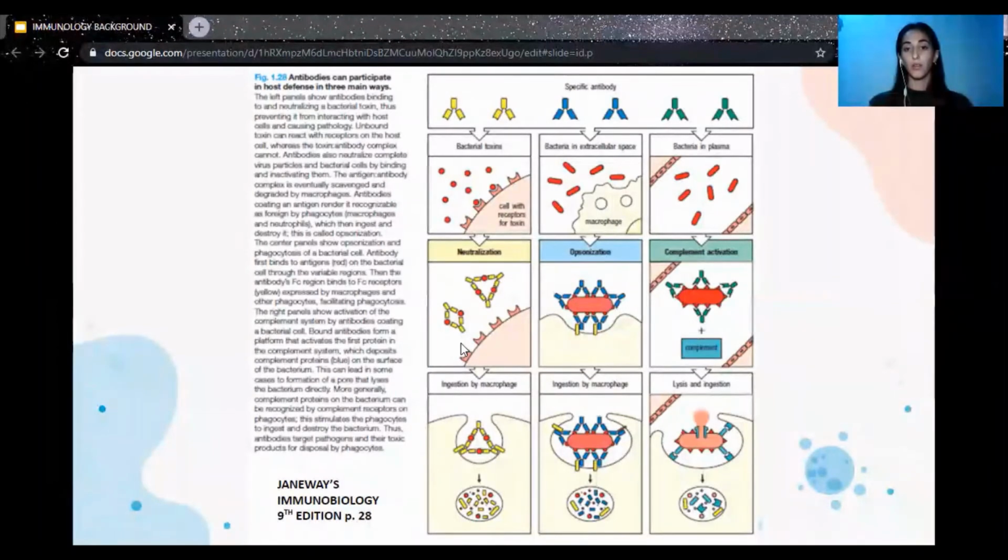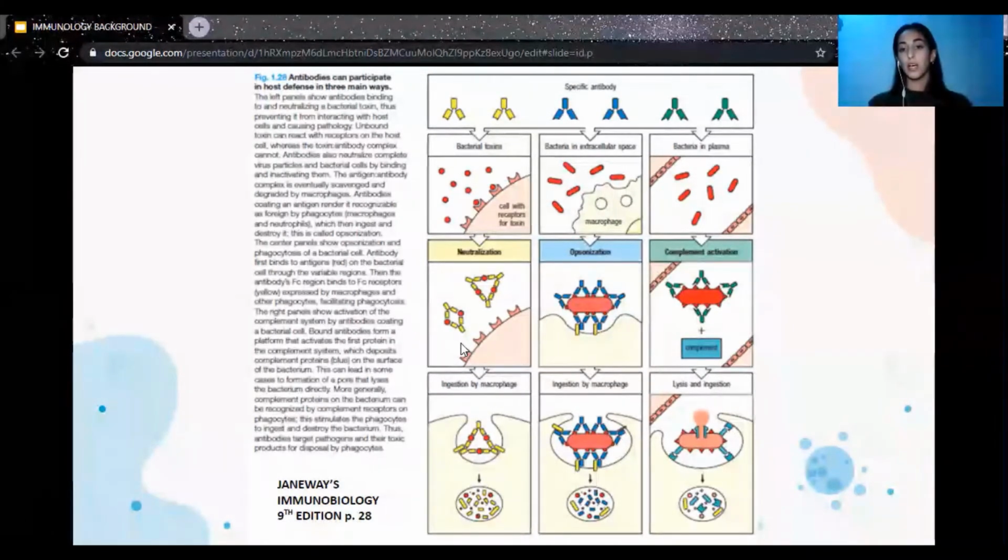So when the effectors of the immune system see all the antibodies bound to the bacteria, they are going to see that all of these concentrations are labeling the bacteria for destruction. This action is called opsonization.